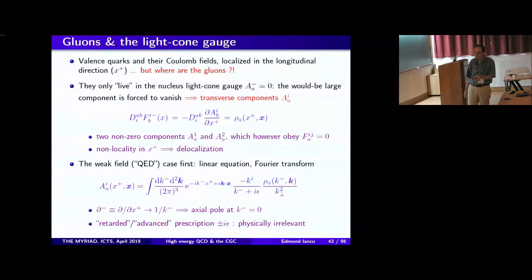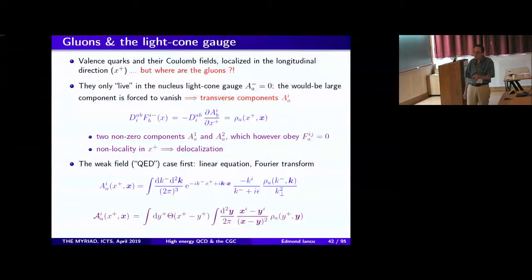So what's called retarded, this is not really retarded or advanced, because x plus is not the time for the left mover, it's a light-cone coordinate. What is called retarded or advanced is defined in terms of real time, but this is not x plus, it would be x minus here. But there's no x minus dependence, as I mentioned before, that's x plus. So the inverse of 1 over k minus is a theta function. Let me show you that.